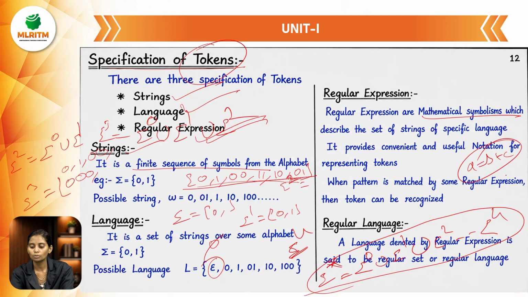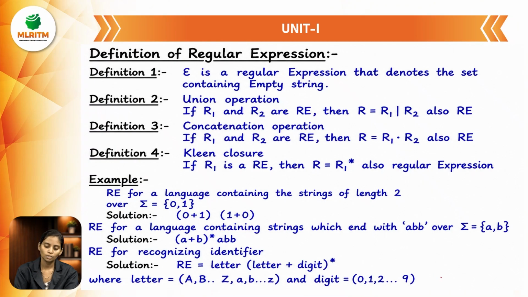So this is a regular expression. It provides a convenient and useful notation for representing a token. By using a regular expression we can easily identify the tokens in a given statement or a bulk of instructions. So how can this be denoted? This can be denoted by using an epsilon symbol.